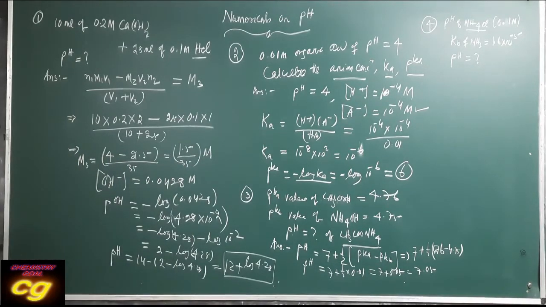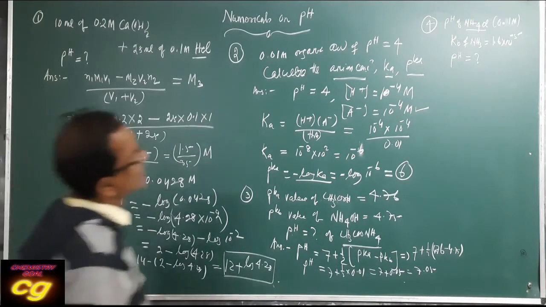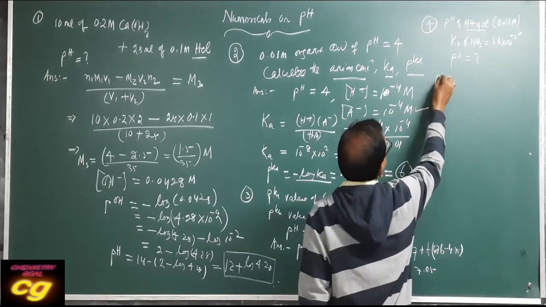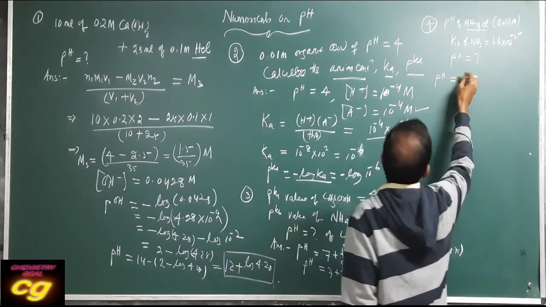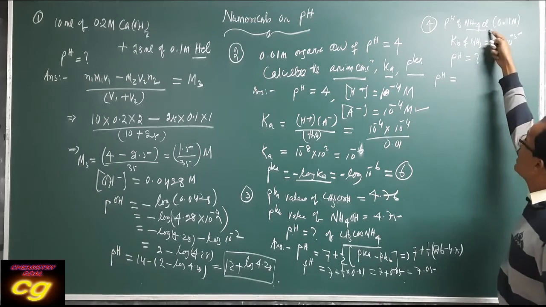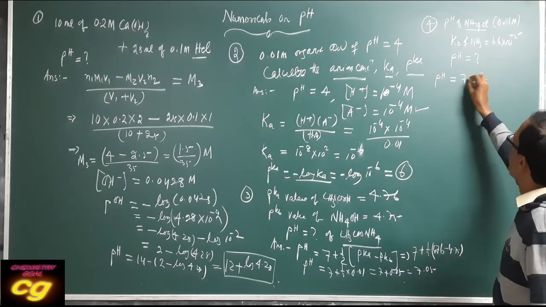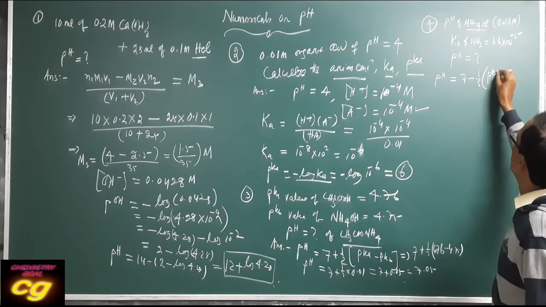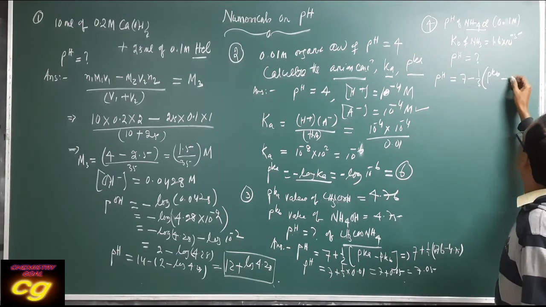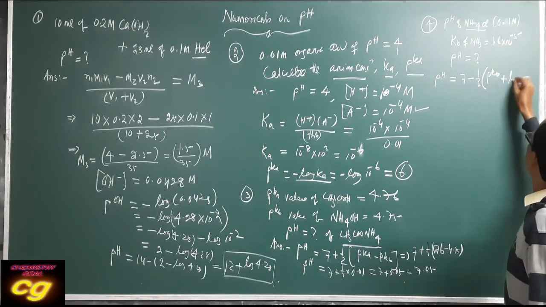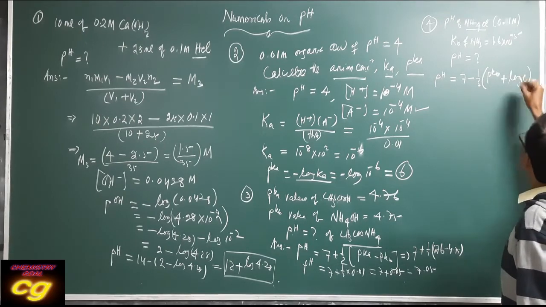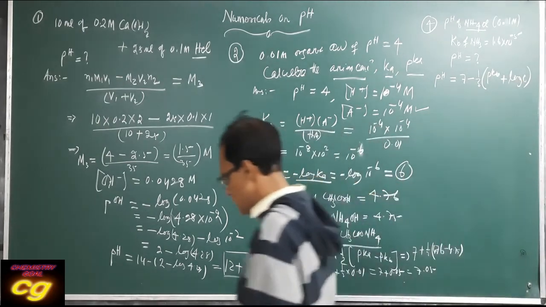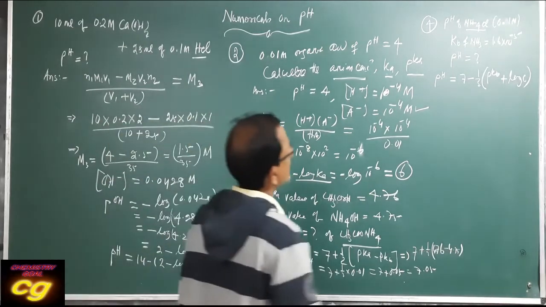What is the pH calculation for a salt of a weak base and a strong acid? It is very easy. pH is equal to 7 minus half of pKb plus log C. This is the formula. Then what is the result now?